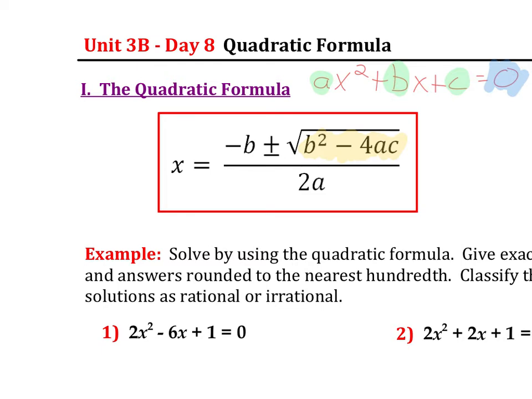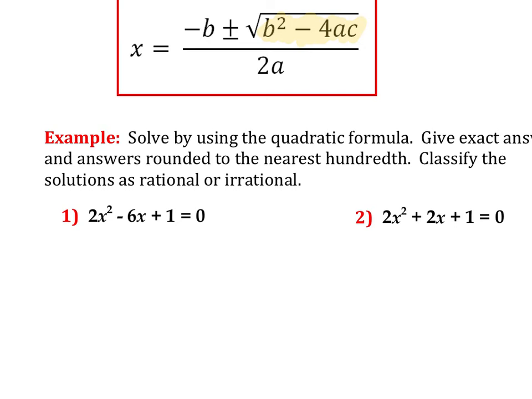All right, let's see some examples. First one, 2x squared minus 6x plus 1. This is already set equal to 0, so that's awesome. My a value is 2, b value is a negative 6, c value is a positive 1.